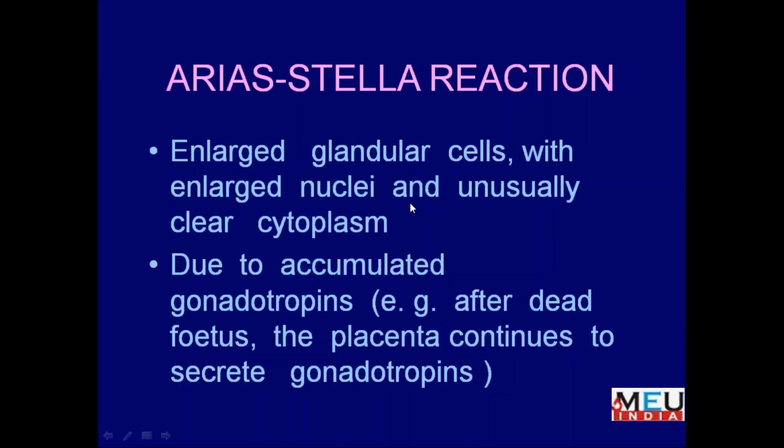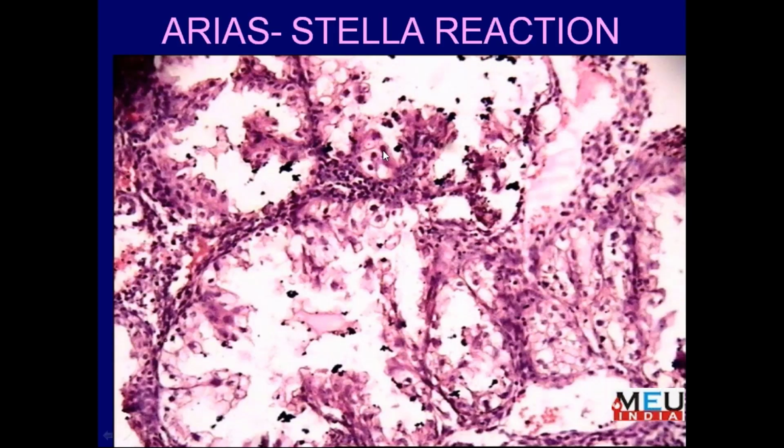Arias-Stella reaction, you have all done an assignment on this. The paper was sent, and it is basically enlarged glandular cells with enlarged nuclei and unusually clear cytoplasm. This can sometimes be confused with carcinomas, especially clear cell carcinoma, and this may be due to accumulated gonadotrophins, which may be secreted after abortion, or the placenta continues to secrete gonadotrophins. Now this is the Arias-Stella reaction.